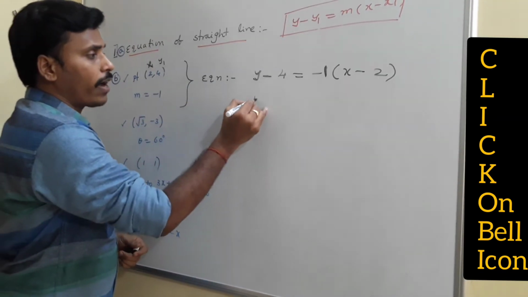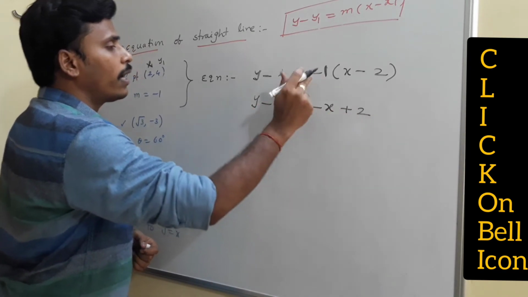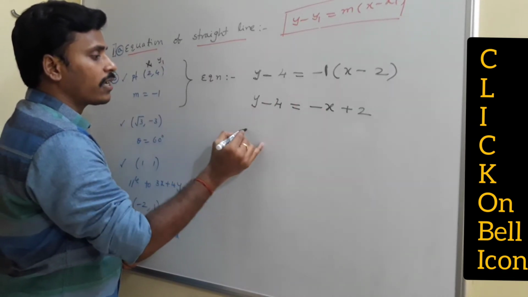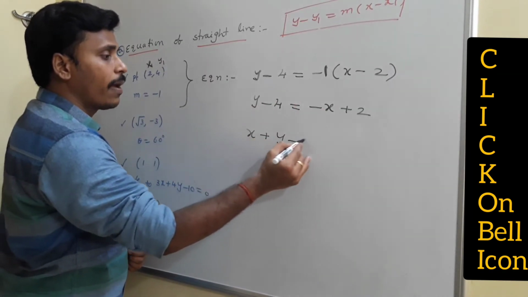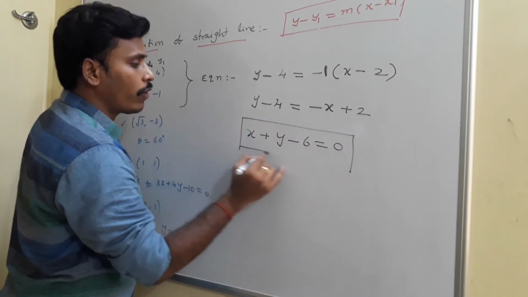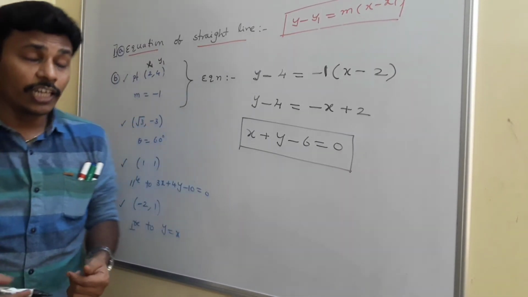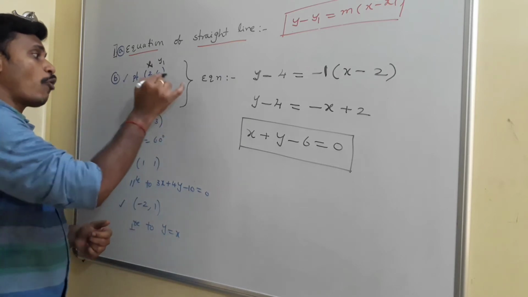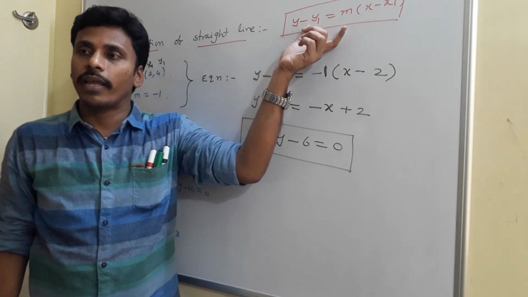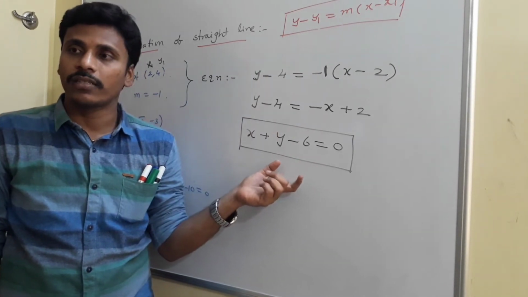If you wish to simplify, y minus 4 is equal to minus x plus 2, multiplied with minus 7. If you drag everything aside, x minus x becomes x plus y minus 6 is equal to 0. At the end, x plus y minus 6 is equal to 0. Your task is completed. We needed to find the equation of the straight line with the point and the slope. The way to find this is the form y minus y1 is equal to m into x minus x1. Using this, your equation is x plus y minus 6 is equal to 0.